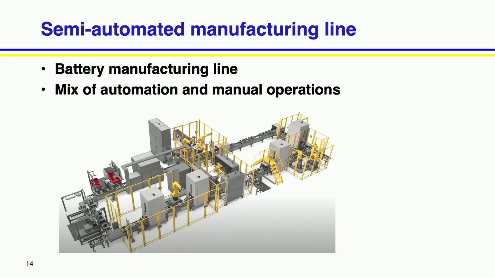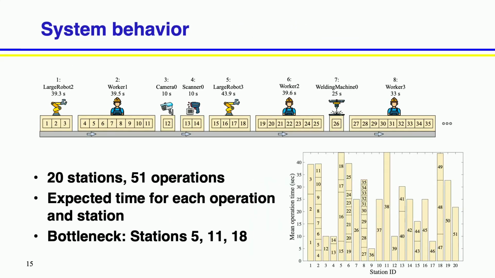But it is a mix of manual and automated operations. So if you take out that 51 different operations, they're split into 20 stations, and this is a little bit of a cartoon of what that looks like. And so what we worked with the company, on the bottom right, you see the mean operation time for each operation. So on station number 1 with this large robot, there's actually 3 different operations, and you can see that adds up to about 40 seconds.